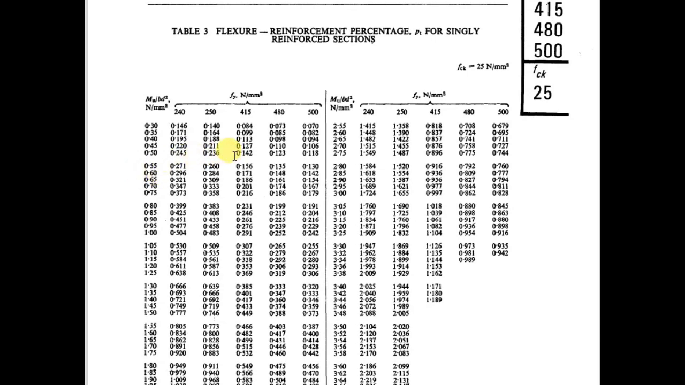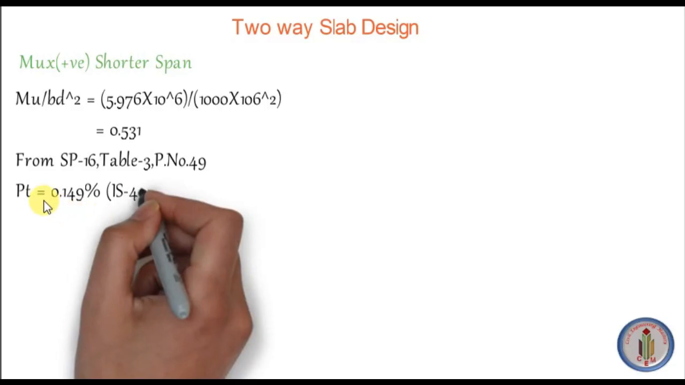Since we are using the grade of steel as 415, we have to take the value from here, which is 0.142 and 0.156. So we have to interpolate these two values and find out the pt, the percentage of steel. So here it is mentioned percentage of steel pt for singly reinforced sections. From SP16 we got the percentage value as 0.149.